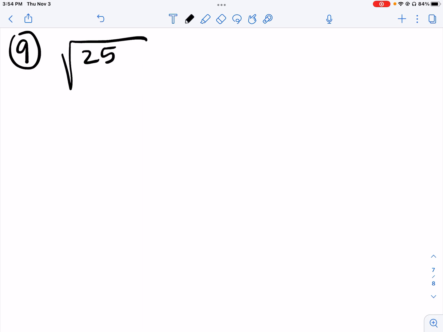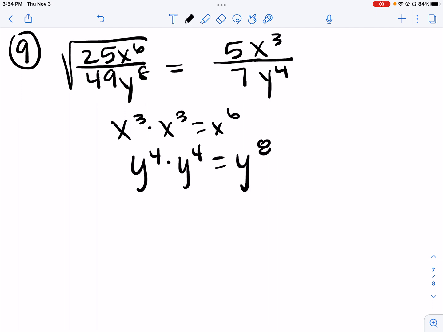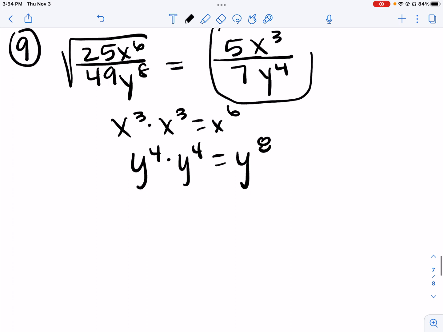Okay, the square root of 25 is 5. Square root of 49 is 7. And then you take half of the exponents for these. The reason that works is because x^3 times x^3 would give us that x^6, and y^4 times y^4 is y^8. Okay, you take half the exponents for square roots.